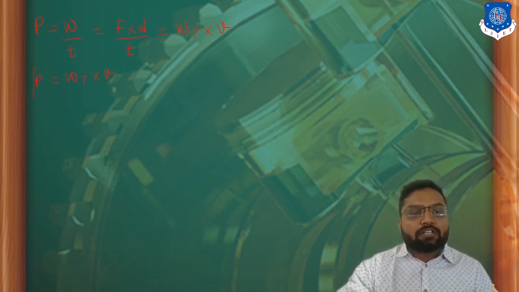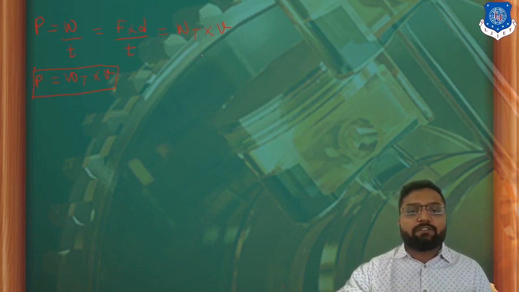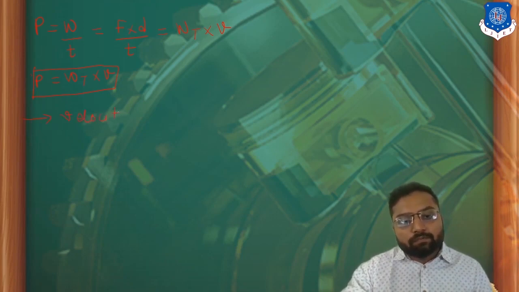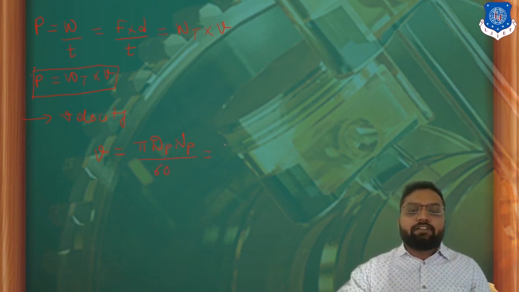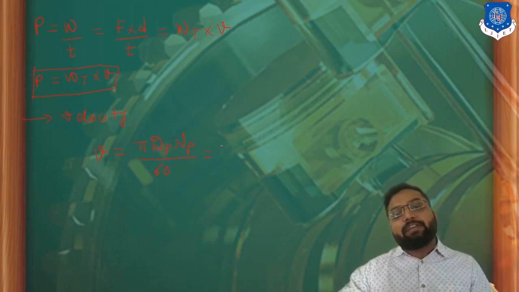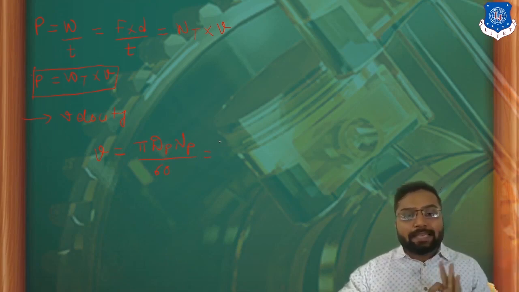So to find out this power, all we have to find is Wt and velocity. Clear? So let's first find out velocity. Velocity v is equal to pi dp np divided by 60. This linear velocity is going to be the same if I take pi dg, or you can say the velocity of the gear and the velocity of the pinion are going to be the same.